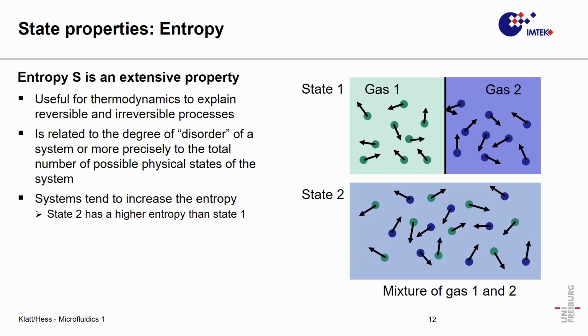So what does this mean? For this, you can look at the right-hand side, where we have two volumes, two gases, the green gas and the blue gas. They are in a container, and they are separated by a membrane. And if you now remove this membrane, of course, you know that those gases will start to mix.